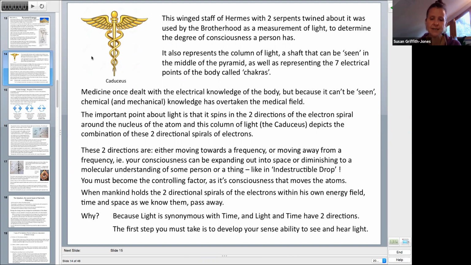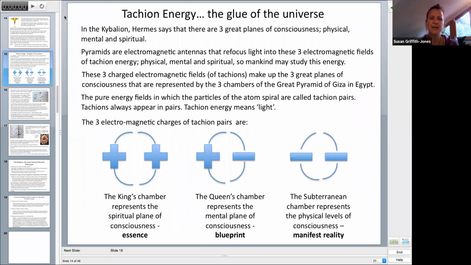When I say light is synonymous with time, I mean that light is the absolute aspect, time is the relative aspect, but they're not separate from each other. The relative and absolute are always in union with each other. So developing this sense to see and hear the light is the process of initiation into being able to do this. So tachyon energy, which is like, as she explains, the glue of the universe.